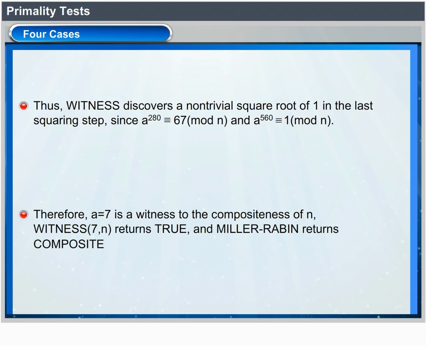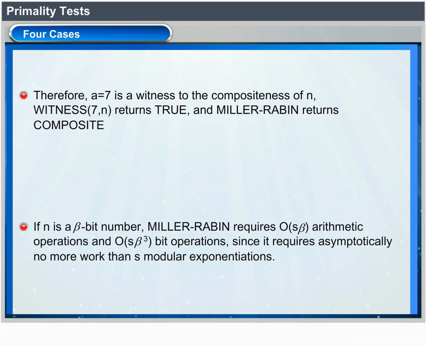If n is a beta-bit number, Miller-Rabin requires big O of s beta arithmetic operations and big O of s beta cubed bit operations, since it requires asymptotically no more work than s modular exponentiations.